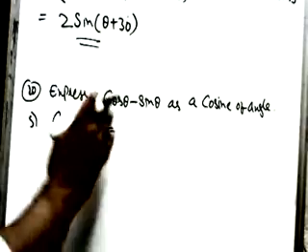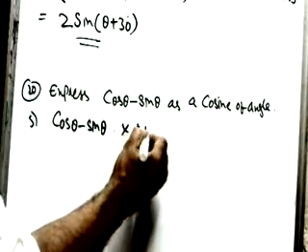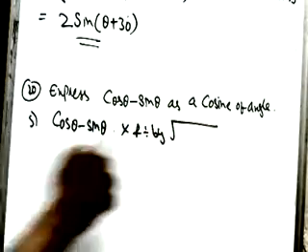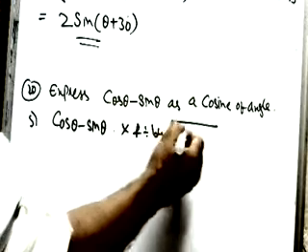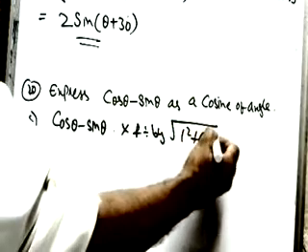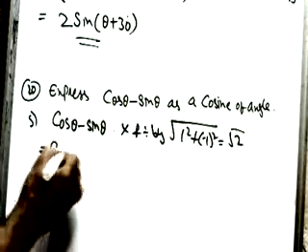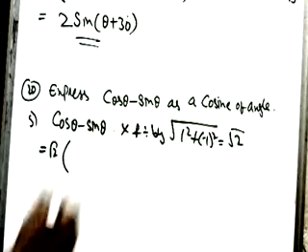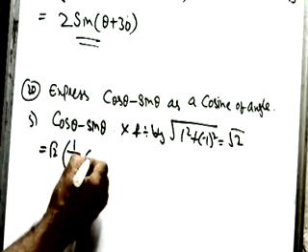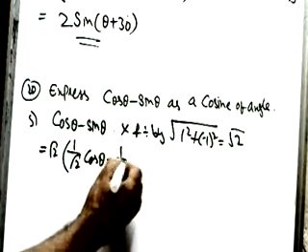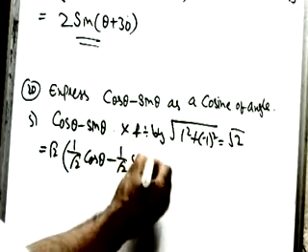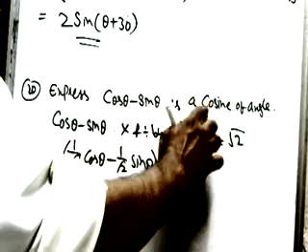Let me try one more question. Express this as a cosine of the angle. Now same way, how to start? Multiply and divide it by under root of the squares of the coefficients. Here is 1. So 1 square plus minus 1 square. Under root of 1 plus 1 is 2. So multiply 2 outside and divide each term separately: 1 by root 2 cos theta minus 1 by root 2 sin theta.